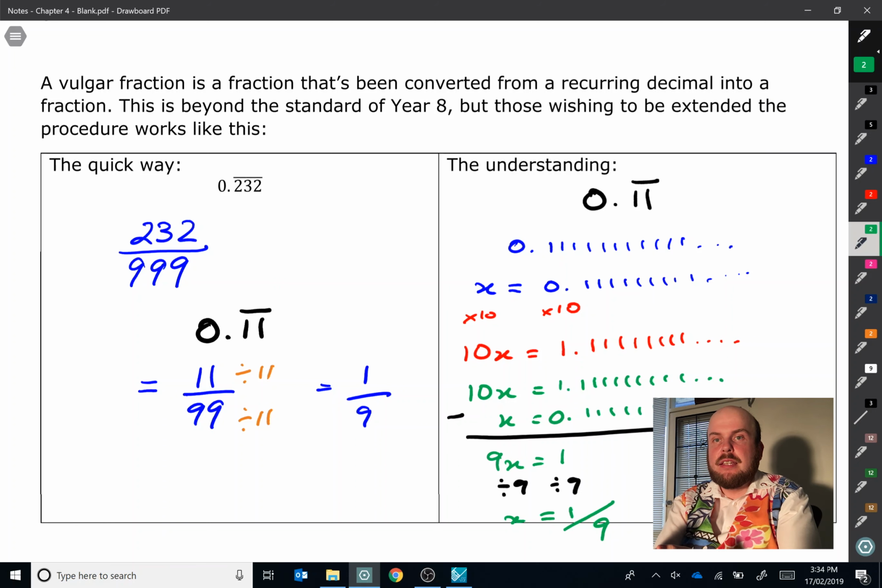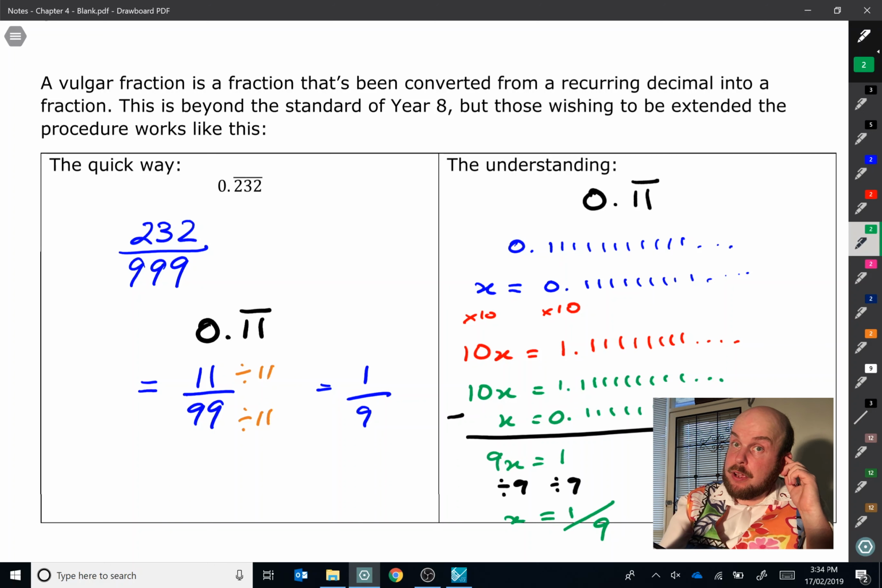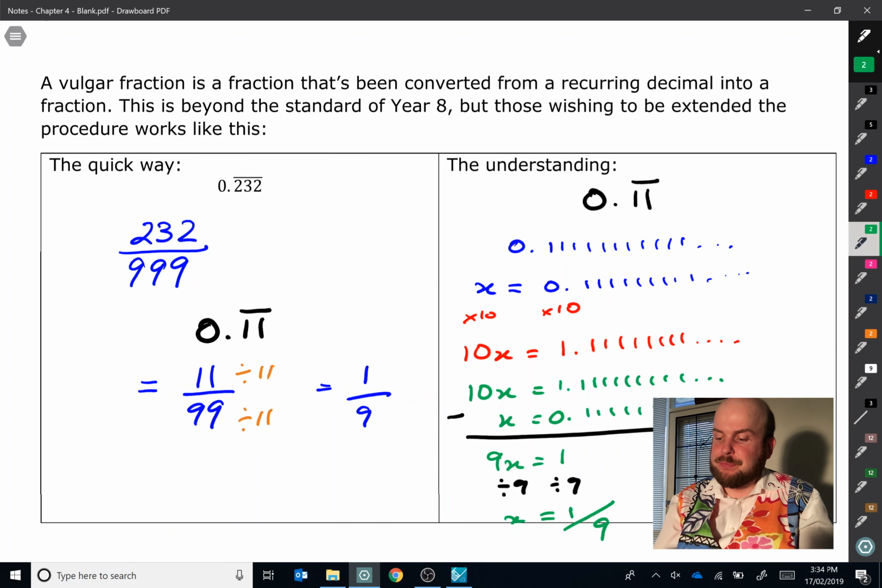So that's the mechanics of it, and on the left is just a nice, quick and easy way to show how you can convert a recurring decimal back into its original fraction.